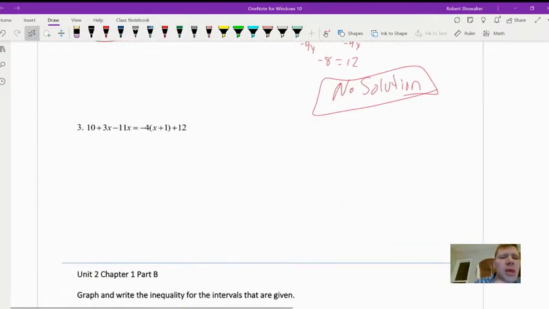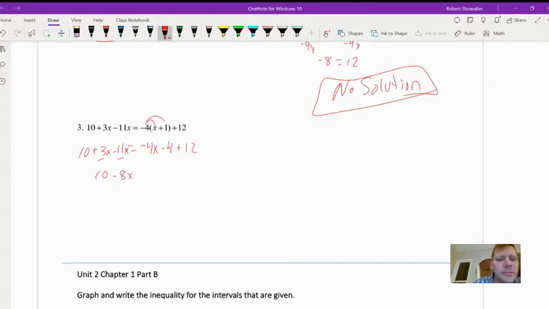Number 3. And distribute here. Negative 4x minus 4 plus 12. We're going to write down all the stuff on the left, 10 plus 3x minus 11x. Now we're going to combine like terms. 3x minus 11x is going to be negative 8x equals, over here, negative 4x, combine like terms, plus 8.